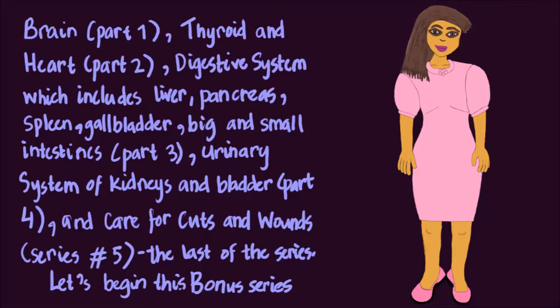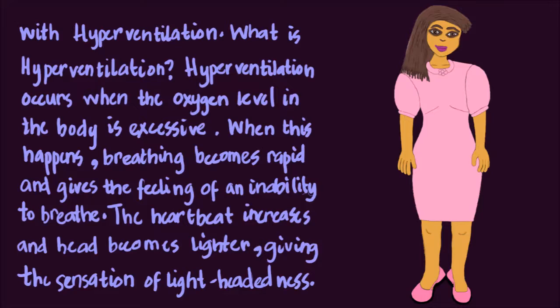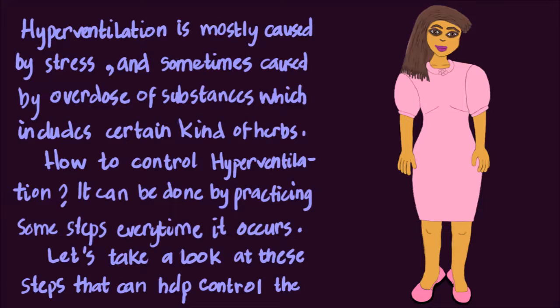Let's begin this bonus series with hyperventilation. What is hyperventilation? Hyperventilation occurs when the oxygen level in the body is excessive. When this happens, breathing becomes rapid and gives the feeling of an inability to breathe. The heartbeat increases and head becomes lighter, giving the sensation of light-headedness. Hyperventilation is mostly caused by stress and sometimes caused by overdose of substances, which includes certain kind of herbs.